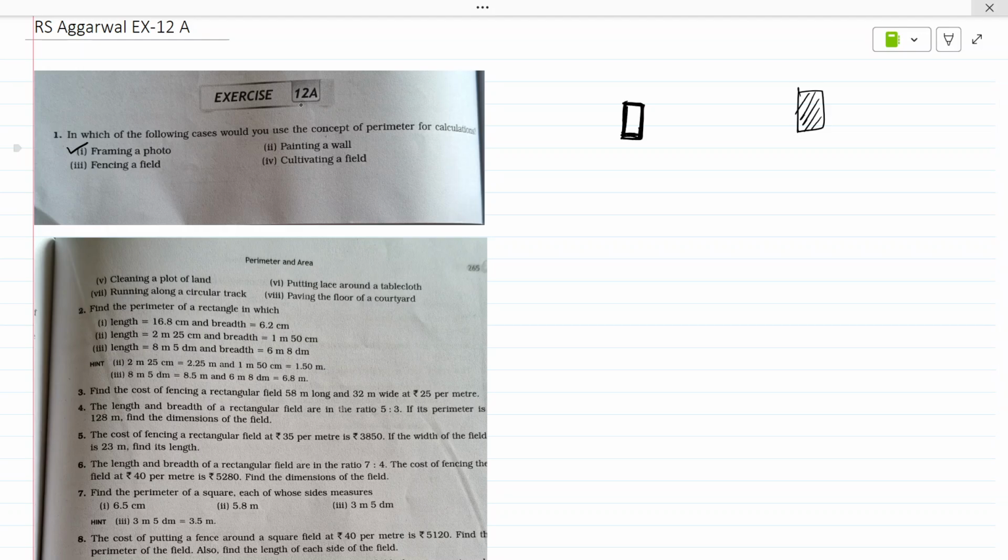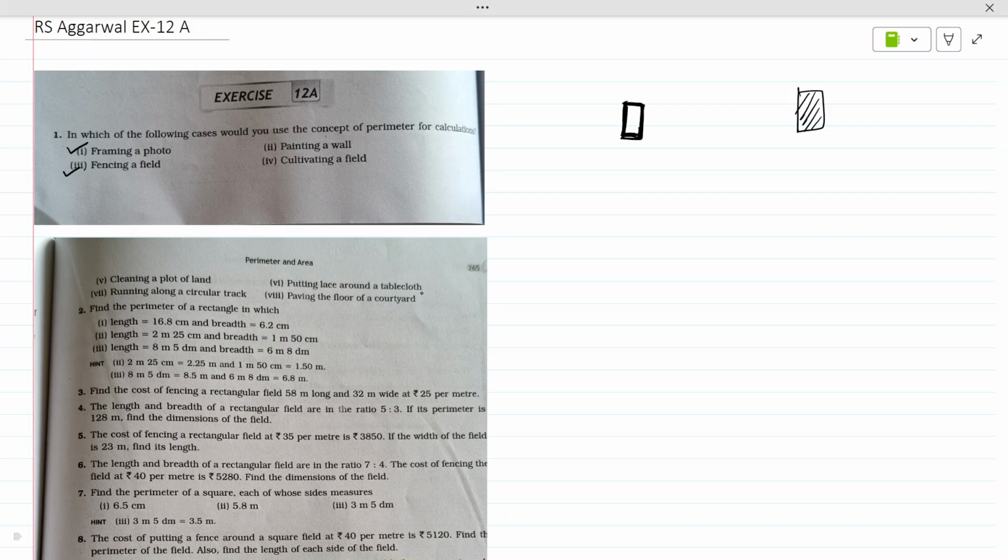Fencing a field. Fencing a field means we are putting a fence around the boundary of a field. So fencing a field is a part of it. Cultivating a field. Cultivating a field means we are plowing inside a field, growing any crop or something inside the field. So again, it is more of an area concept. So we will not take it. Then cleaning a plot of land. Cleaning is also done inside an area. So this also we will not take.